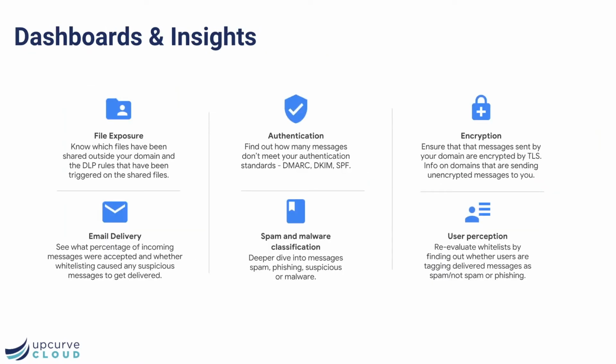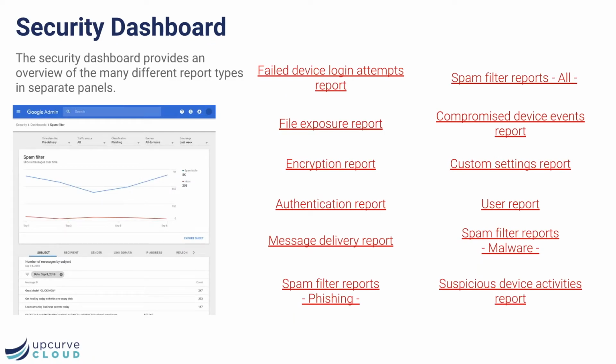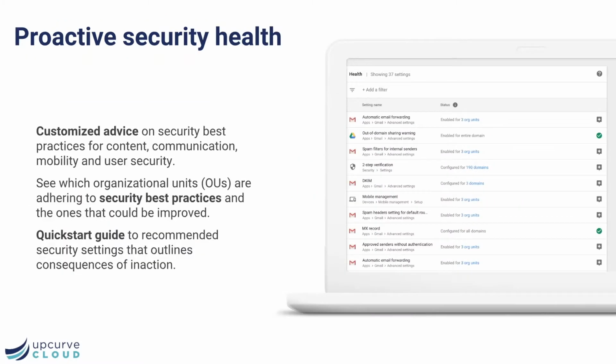And these are some of the insights that you'll get access to from the dashboard. Know which files have been shared outside of your domain or don't fall within the DLP rules that you set. Dive deeper into certain messages to prevent phishing and suspicious malware, so on and so forth. So these are just some of the types of reports that you'll be able to have access to with the security dashboard with G Suite Enterprise. So message delivery reports, spam filtering reports, suspicious device reports, so on and so forth.